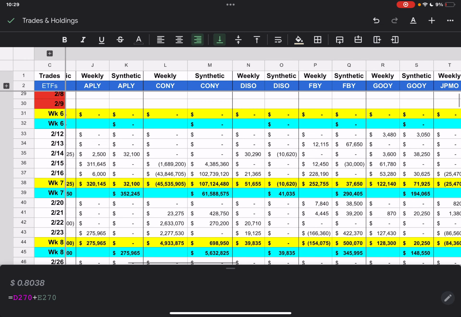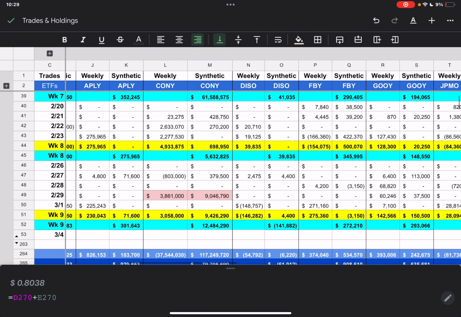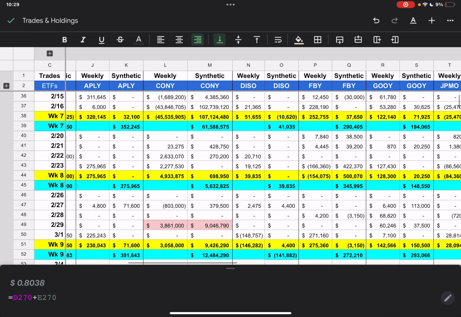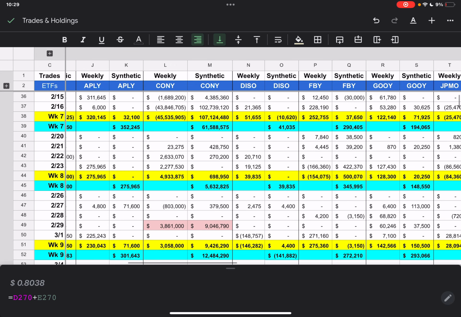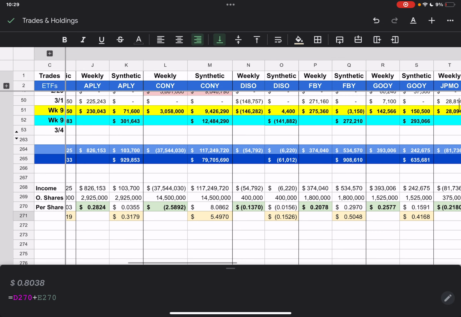So if we go over to Aptly, we had 353, 275, and 301. That's pretty consistent there, and most of that was from the weeklies versus the synthetics. If we go down, we have the total weekly short call at about 826K, and then about 100K for the synthetic. So looking at the weekly short call per share, it's about 28 cents, and then about 4 cents for the synthetic, for a total of about 32 cents.